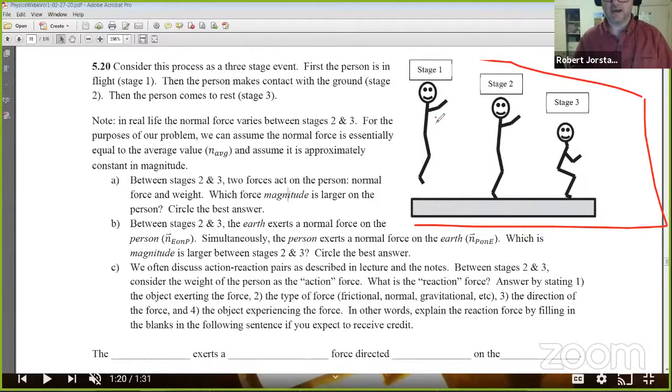The person's falling down. This is when they first make contact. And then here at the bottom, when their legs are crouched, their velocity is finally equal to zero. To be clear, their velocity is downwards here, and at the second they make contact, they're still moving downwards. That's why when you jump down, you end up in a crouched position. Obviously in real life, the normal force could vary wildly here, but we're going to assume there's some average value. And if you don't believe me, I've got a video clip I'm going to show you right after we do this problem.